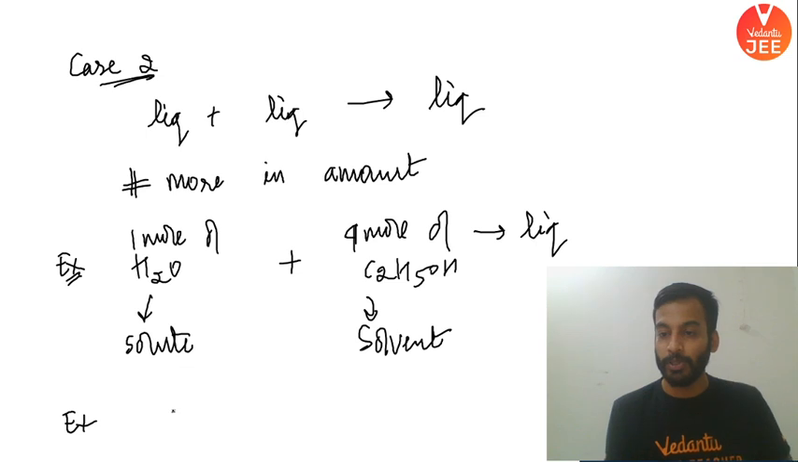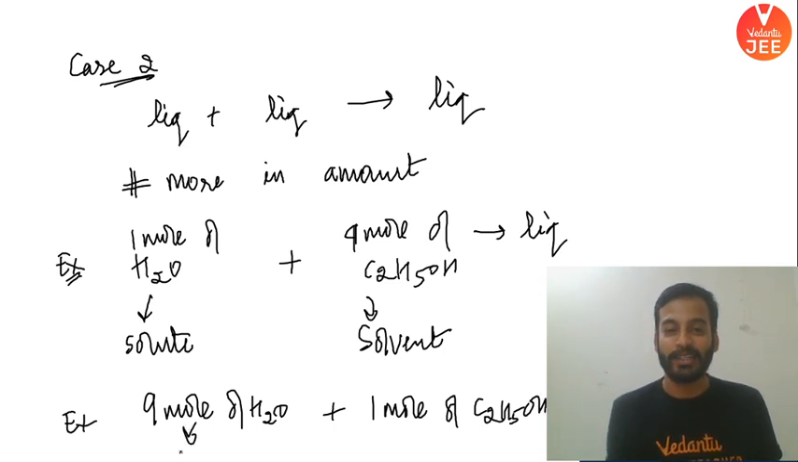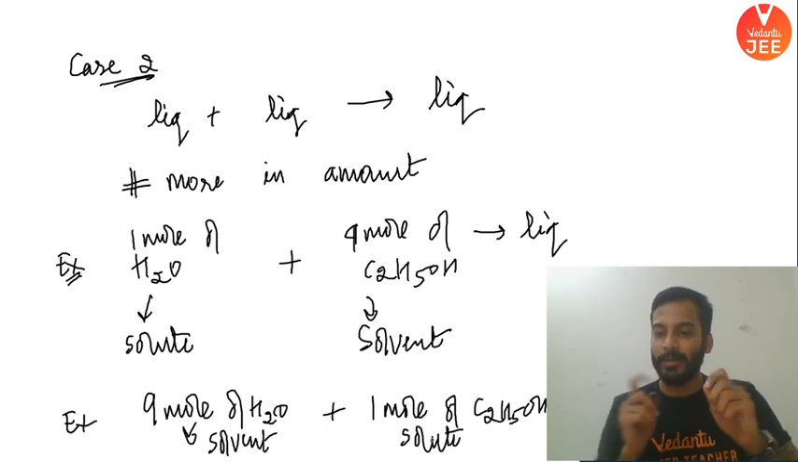Another example, listen. 9 moles of water. I know you won't like this example, right? Your favorite compound is very little here: 1 mole of C2H5OH, okay? So right now, this will act as what? This will act as solvent and this will act as solute. Am I able to explain my point?